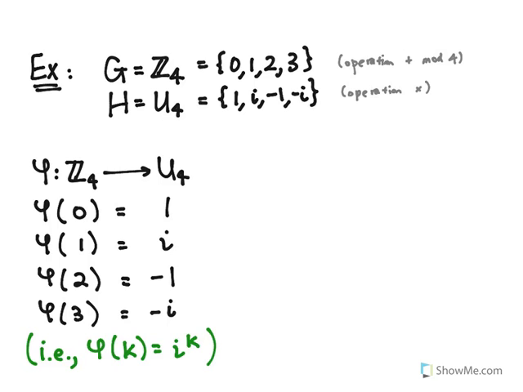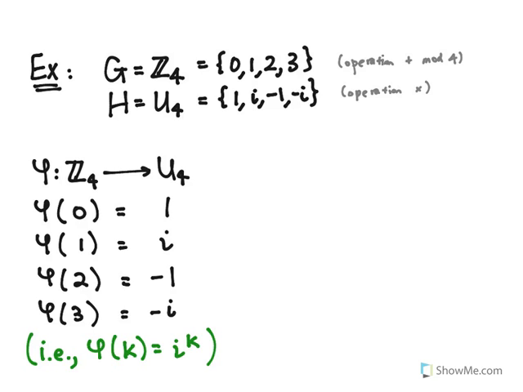A succinct way to say all of this, by the way, is that it's described by the formula phi of k is equal to i raised to the kth power for any k from 0 to 3. So you can hopefully convince yourself that this really is a bijection. For example, you could draw a picture with dots and arrows, and there'd be 4 dots on the left and 4 dots on the right, and each one on the left would be sent to one on the right in a bijective way.